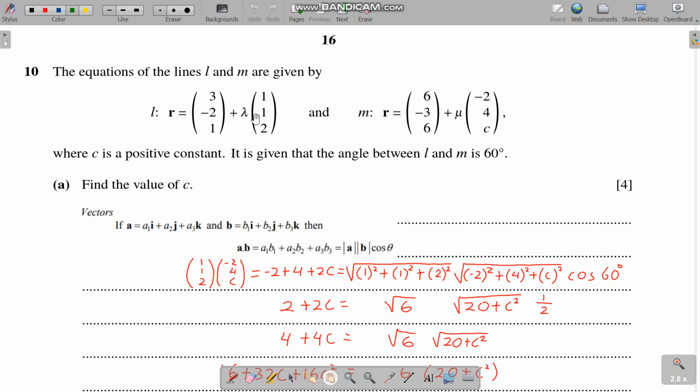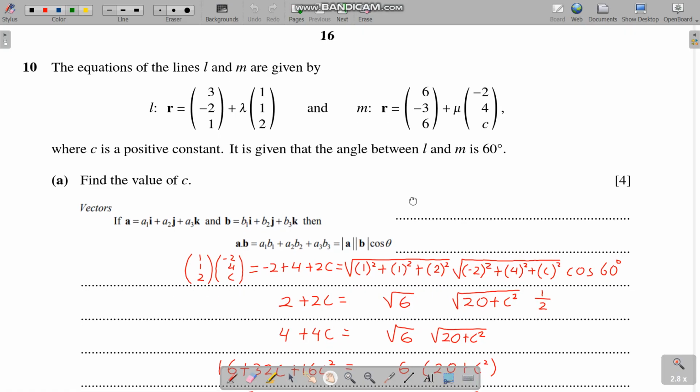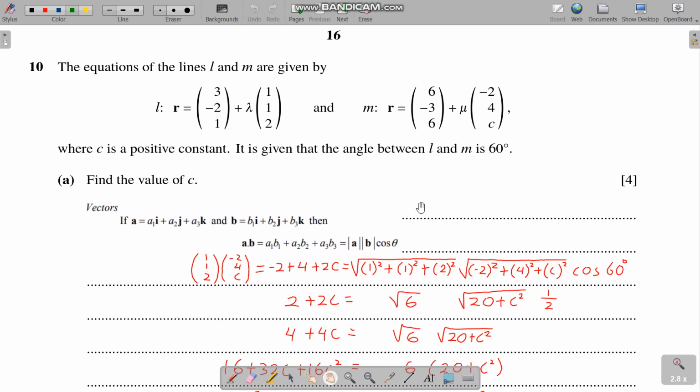This question is about vectors. The equations of the lines L and M are given. C is a constant. The angle between the two lines is 60 degrees. Find C. So in the MF19, we have this formula for vectors, the only formula about vectors.